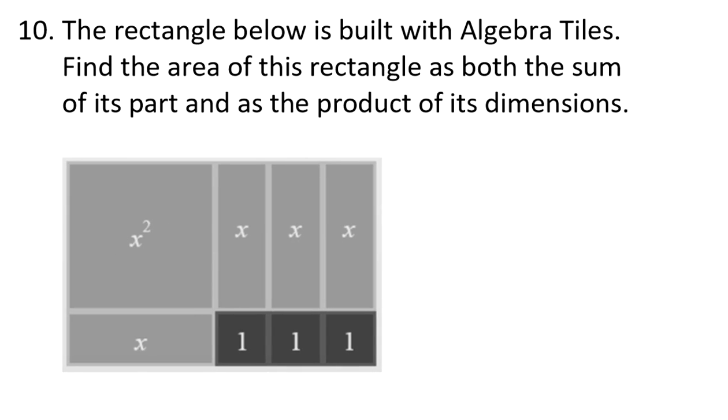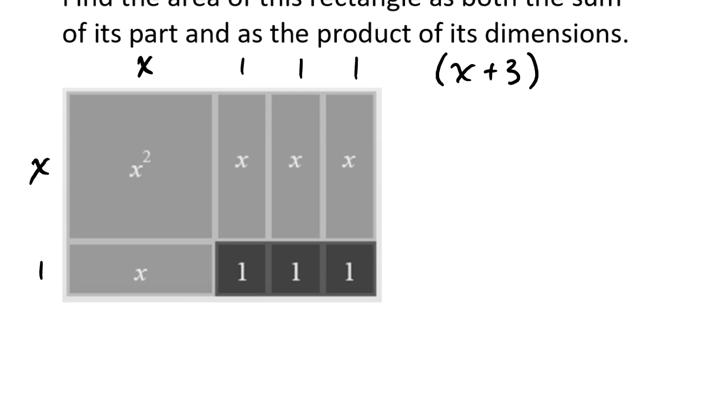And if I take a look at this, my dimension along the top, the length I guess I could call this, is an x, and then I've got a 1, a 2, and a 3. So this dimension is x plus 3. The other dimension that I have is an x and then plus 1. So this dimension is x plus 1.